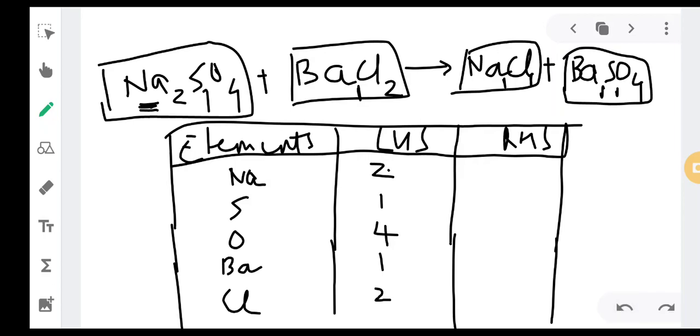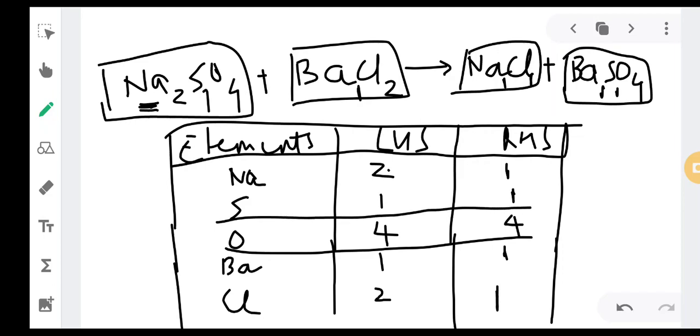How many sodium atoms are there? There is only 1 sodium atom. How many chlorine atoms? There is 1 chlorine atom. For barium, there is 1 atom of barium. For sulfur, there is 1 atom of sulfur, and there are 4 atoms of oxygen. So what is unbalanced over here? Oxygen, if you can see, it is balanced.